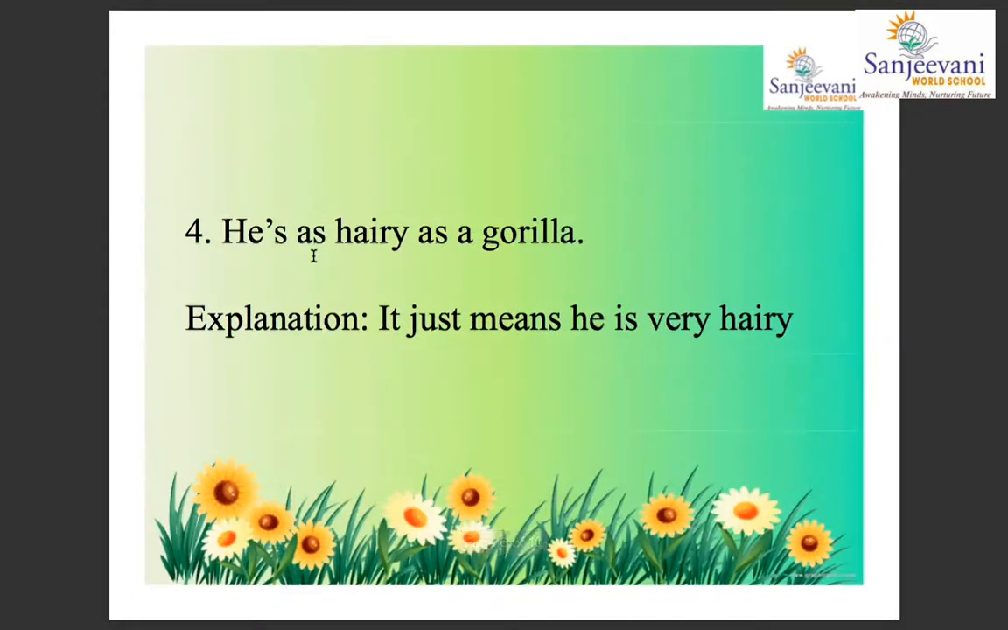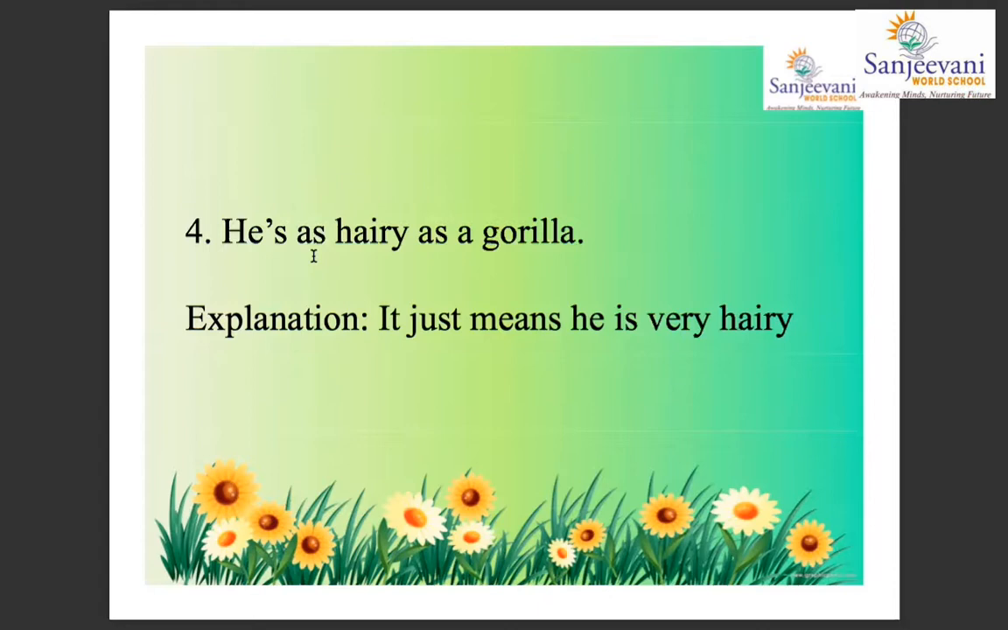Fourth sentence: he is as hairy as a gorilla. Sounds funny, right? So it just means that that person is very hairy. You cannot use this sentence for anybody. It's just a way of describing somebody. So when you write an article or a book, if you write something like this, readers will find it very funny, and you will grab their attention.